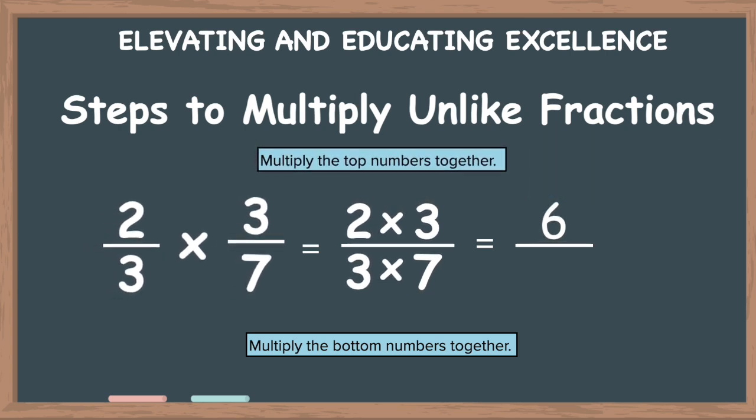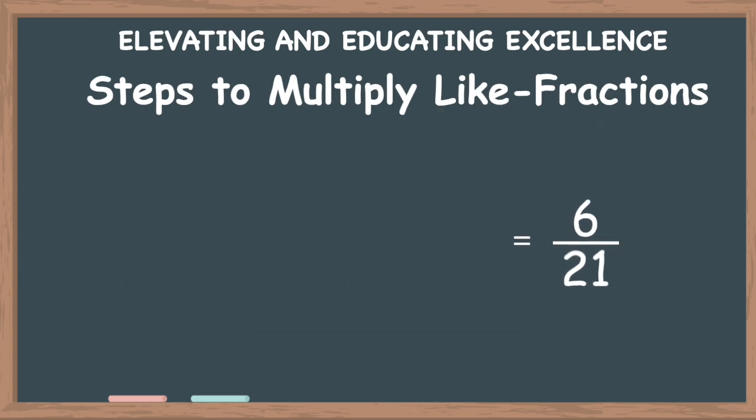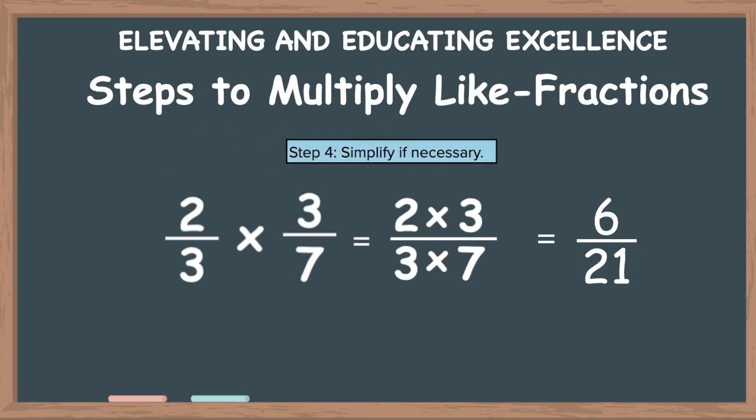Now we're going to multiply the bottom number. So we're going to draw a rough box, and in that rough box we're going to write 3 times 7. 3 times 7 equals 21. Now we're going to write that at the bottom number of the fraction in the answer section. So the answer so far is 6 over 21. But we're not done. There's actually a step number 4. And the step number 4 is simplify if necessary. And when it comes to 6 and 21, I think we can reduce this fraction. So let's just see and double check.